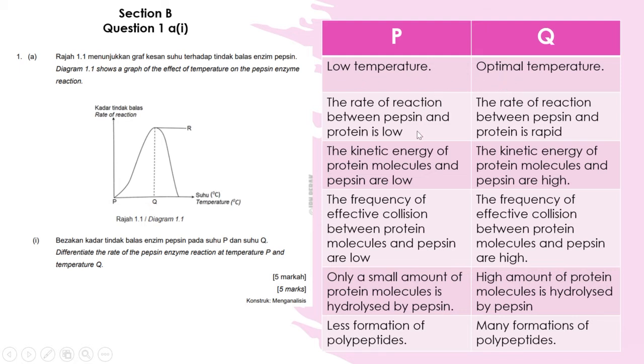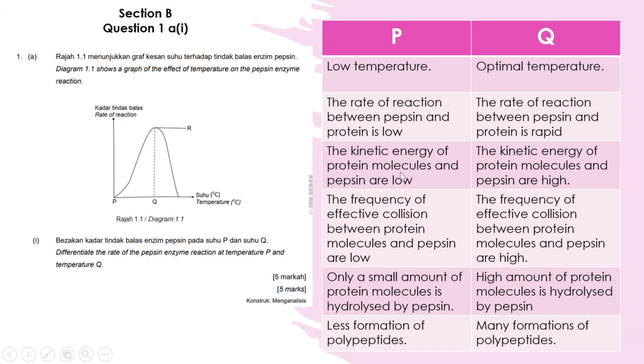Alright, and then we go to the second point. The rate of reaction between pepsin and protein is low, or you can just write the rate of reaction is low. We can see here the rate of reaction is almost no reaction or zero. And then at temperature Q, the rate of reaction between protein and pepsin is rapid, very active.